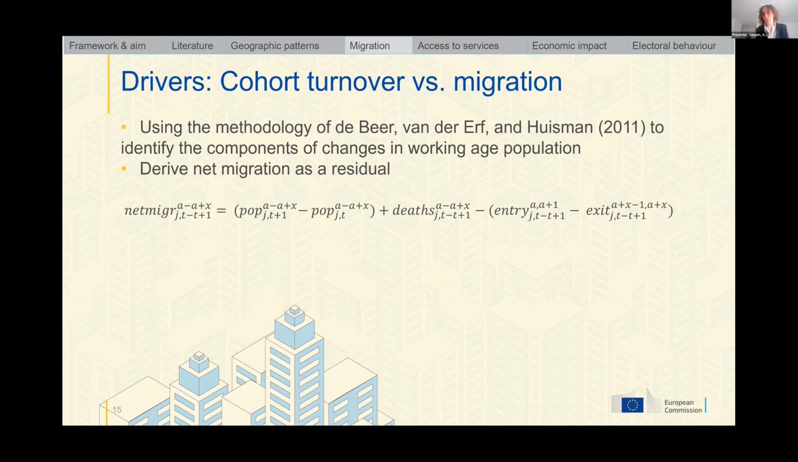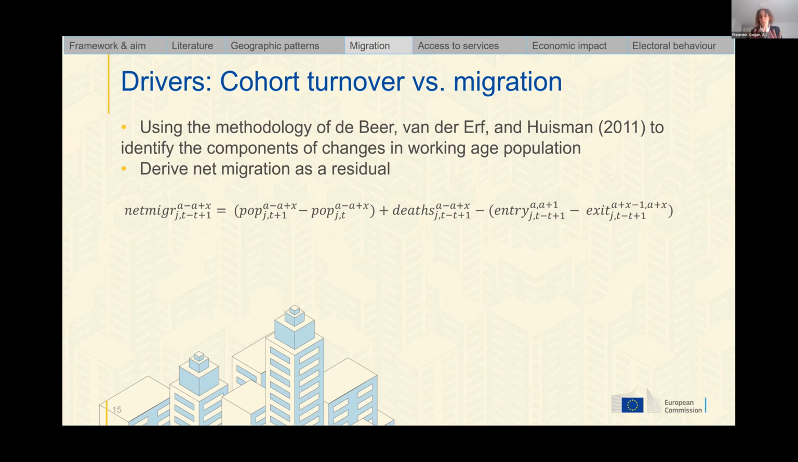We used for that the work of de Beer et al., published in 2011. We relate net migration to changes in the size of the working age population, accounting for mortality, of course, but also the difference between the entry cohort, the 15-19, and the exit cohort, the 60-64.